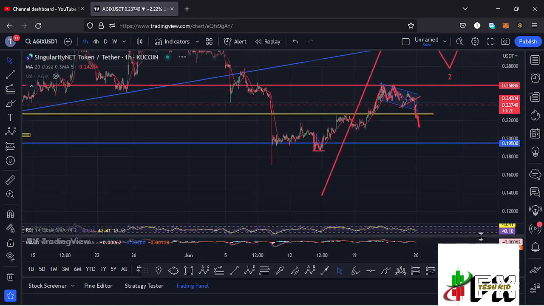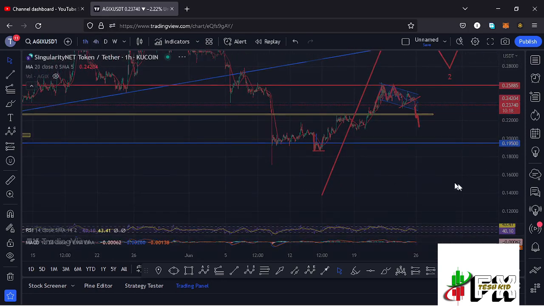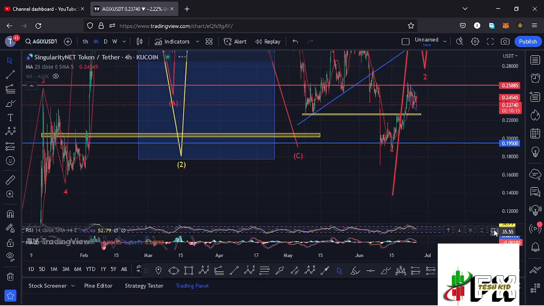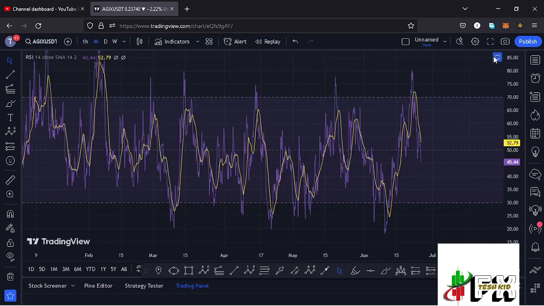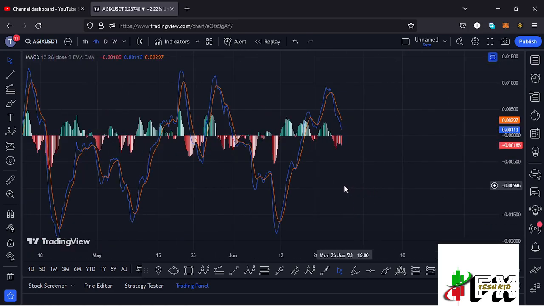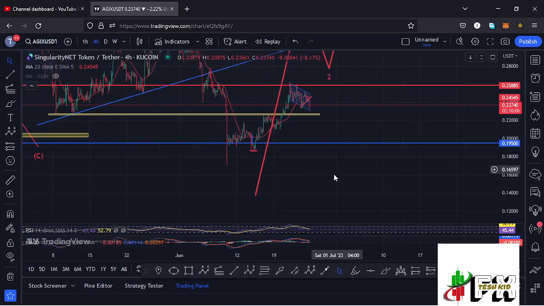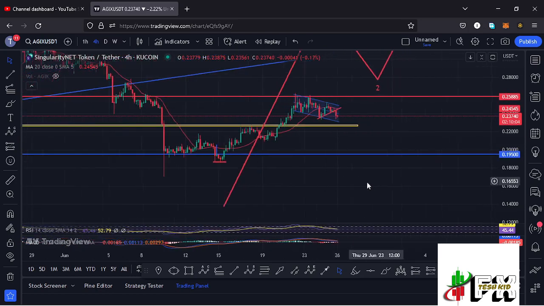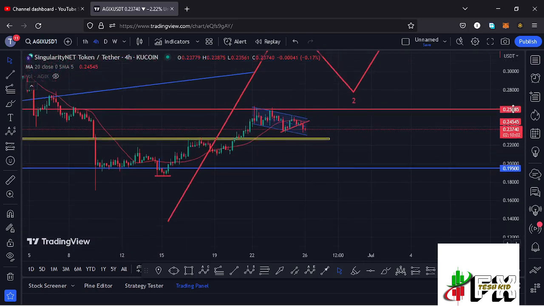Also taking a look at the indicators on the RSI. On the RSI here on the 4-hour chart, we are trading at around the 55 mark. Also taking a look at the MACD, we have been able to print a bearish cross, suggesting further breakdown. So let's be patient and see how that plays out, and I'll be keeping you updated.